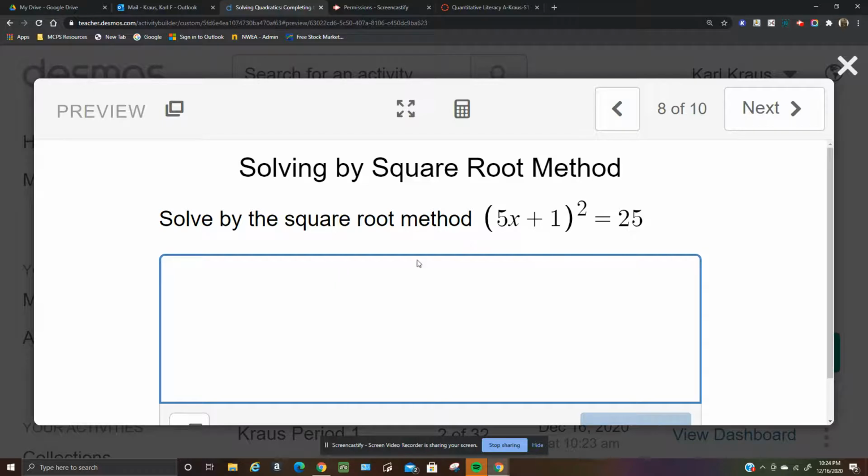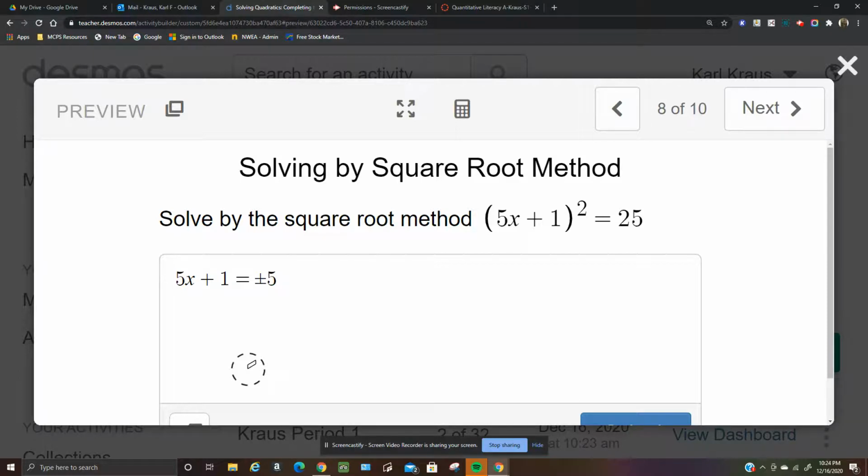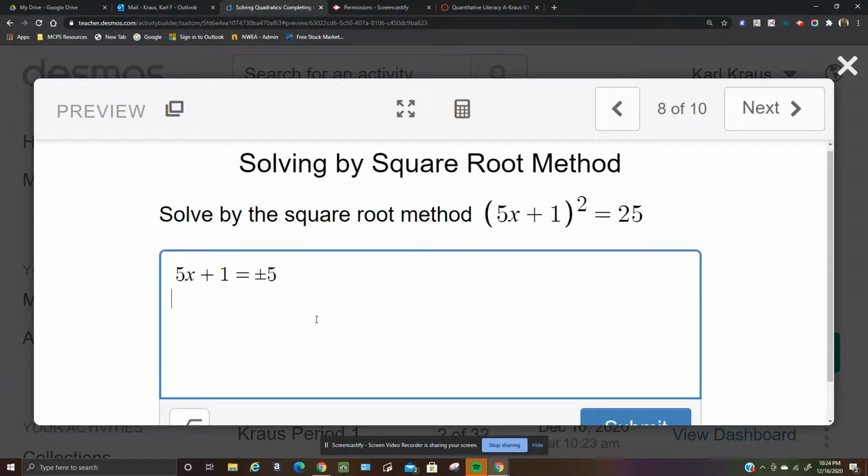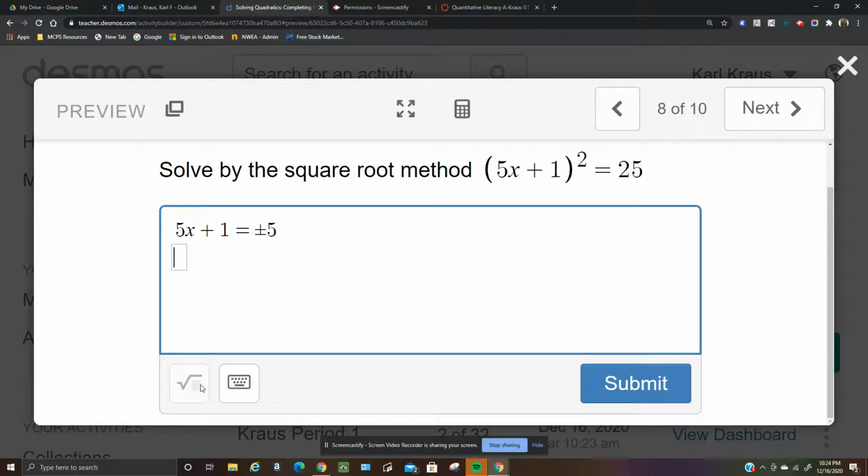Take the square root of both sides here. 5x plus 1 equal square root of 25 is 5, so plus or minus 5. Let's separate this into two equations here. I don't know what just happened to my cursor here. There. So let's make this 5x plus 1 equal 5, or 5x plus 1 equal negative 5.